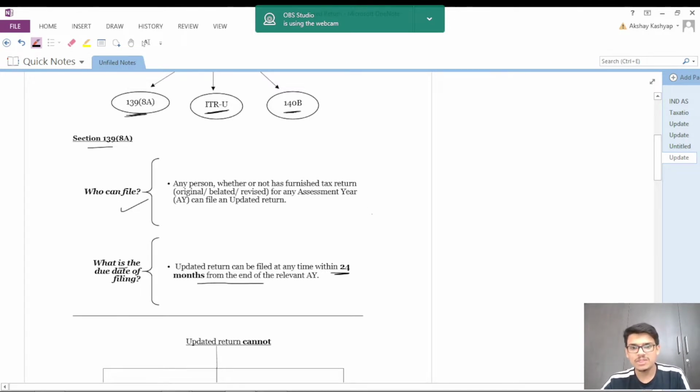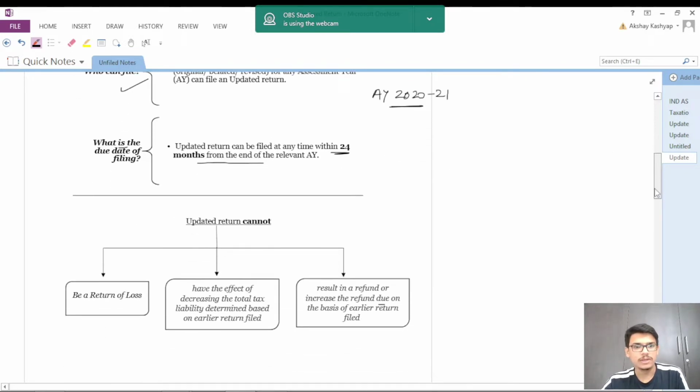Based on these provisions, we can analyze that we can now file an updated return for assessment years commencing from 2020-21 onwards. Because for assessment year 2019-20, the due date of filing an updated return has already expired. It expired on 31st March 2022. So accordingly, an updated return can now be filed only for assessment year 2020-21 and onwards. I hope this is also clear.